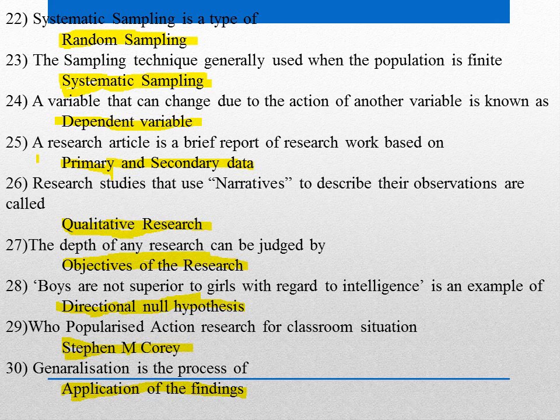Next, generalization is the process of application of the findings.